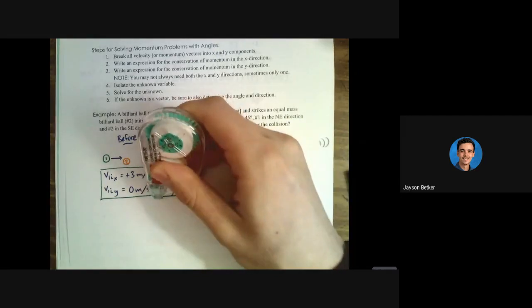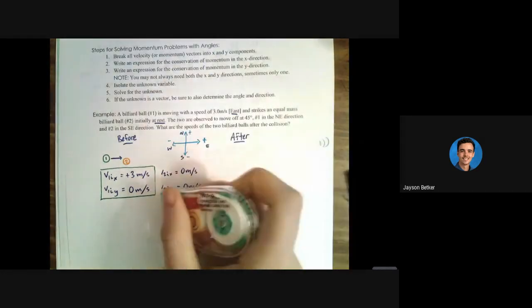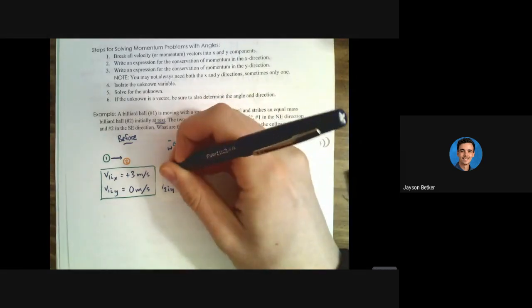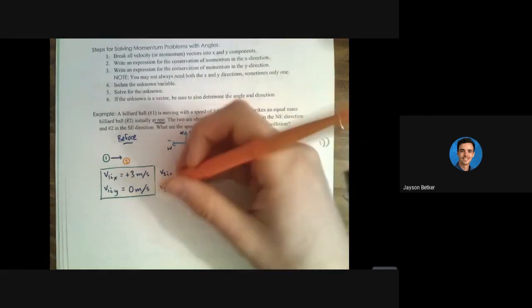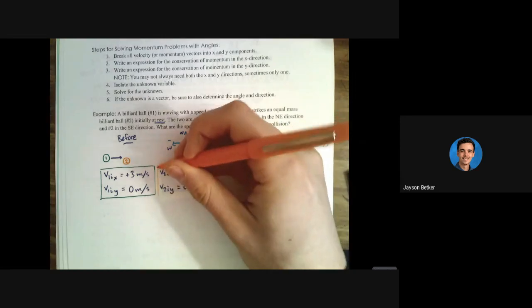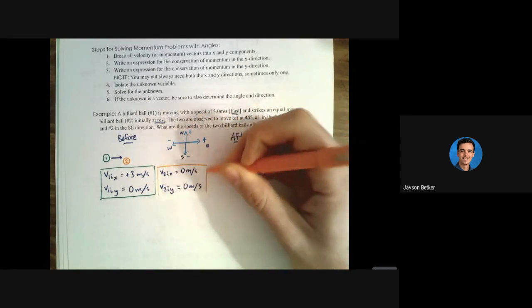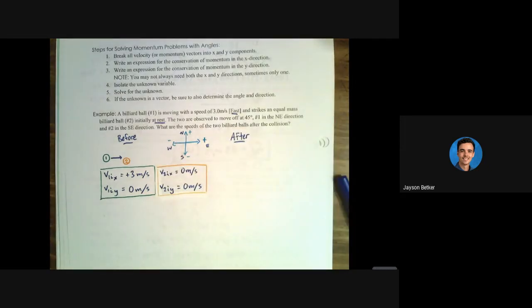Oops, this should be green. It's color coordinated here to make it more clear. So I'm just going to erase this. V2IX means the velocity of billiard ball number 2 initially in the x direction, and V2IY means the velocity of billiard ball number 2 initially in the y direction. So there we go. Color coordinated information for us there.